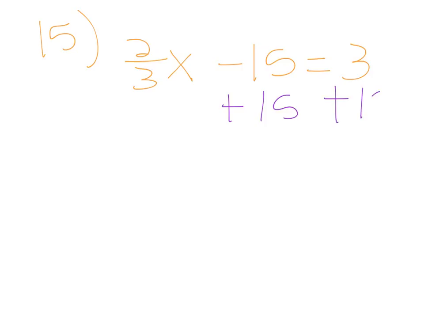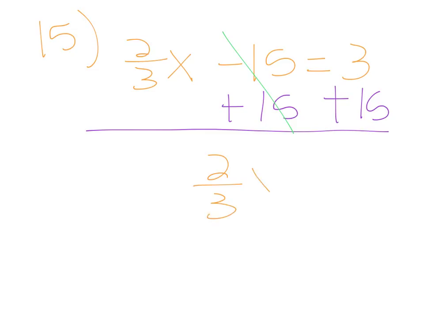Number 15. 2/3 x minus 15 equals 3. Okay, first thing I'm going to do is add 15 to both sides. On the left side, the negative 15 and positive 15 cancel out. And I'm left with 2/3 x equals 3 plus 15, 18.